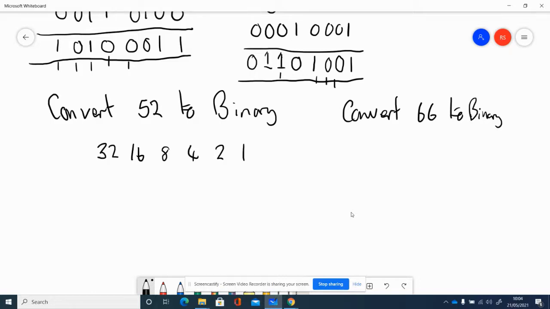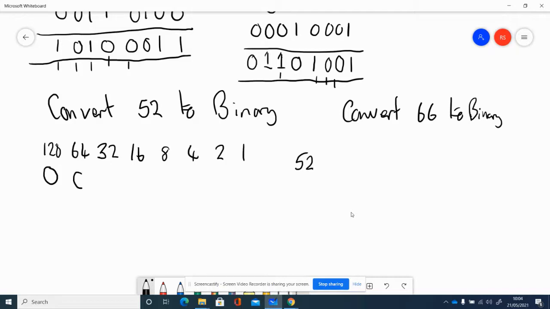And on your exam paper, it's always best to either write them down on the paper if you can, or if you don't have a paper and it's electronic, then write them down on a piece of spare paper so we don't make any mistakes. So I've got 52 in order to do my conversion. Well, there are no 128s in 52, so I can immediately write my 0 there.